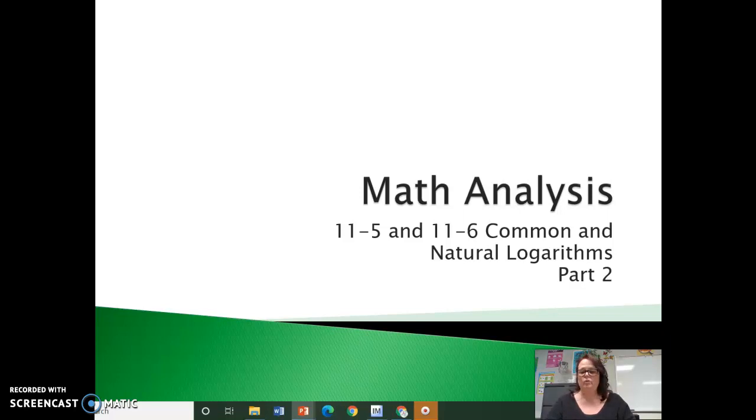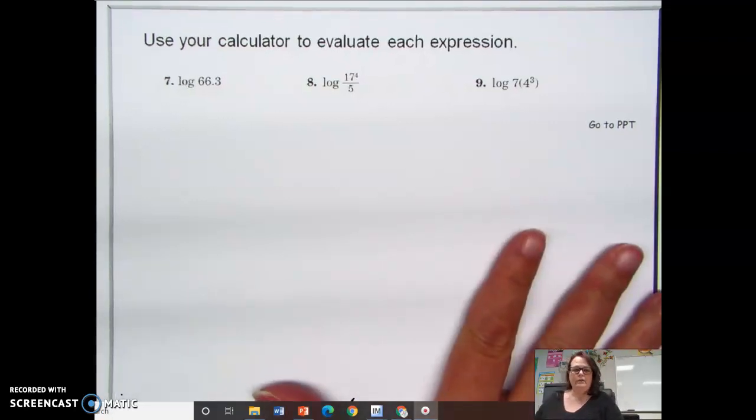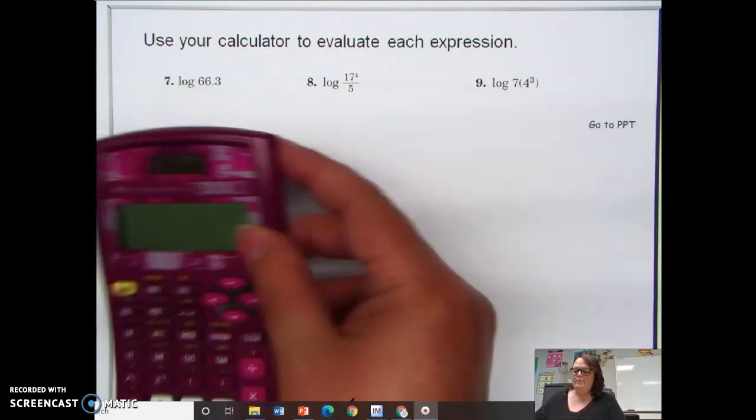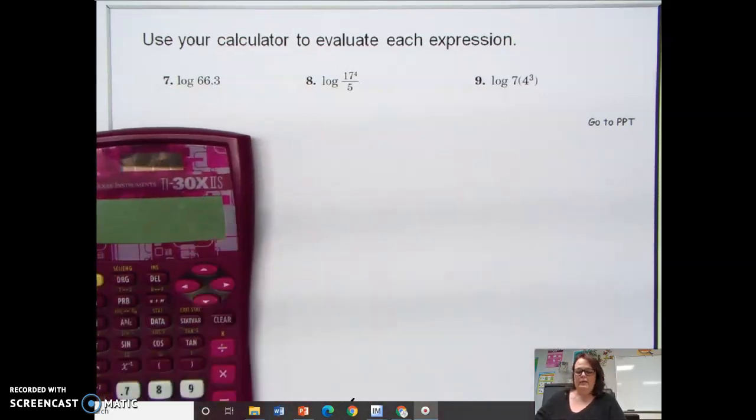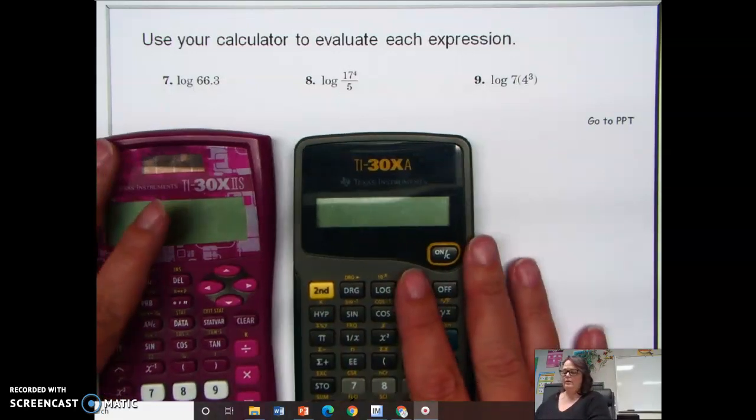Right, so in part two, we're going to start learning how to do logs in our calculators and how to start solving some of these problems. I am going to teach you how to do this on a forward-thinking calculator as well as a backward-thinking calculator. My pink calculator is a forward-thinking one, and my gray calculator is a backward-thinking calculator.